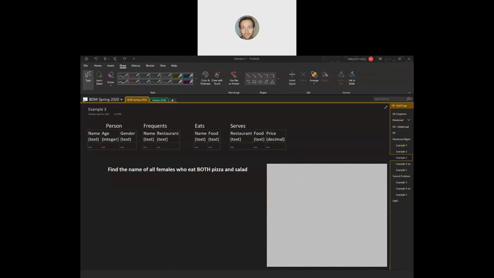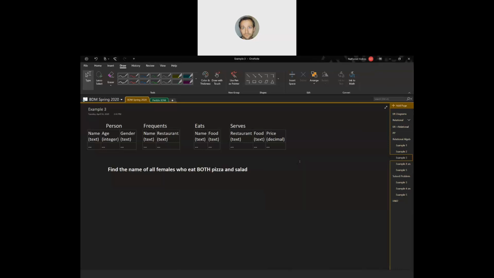Okay, so I'm seeing some names here. We have pi name, sigma gender equals female and food equals pizza and food equals salad and name 1 equals name 2, of person cross name to name 2 of eats.